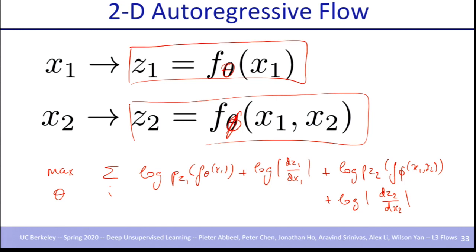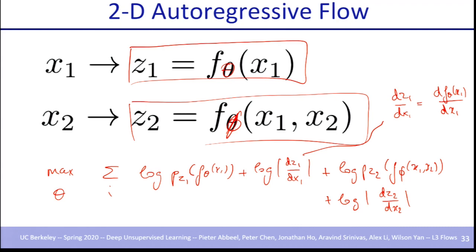And of course, these things like dz1/dx1 is really df theta of x1 with respect to dx1. So it's very similar. Now for every variable we add, in this case we just added one variable, there'll be an additional term in the objective that looks just like what we had before. And so going from 1D, once we understand that, to 2D is essentially trivial in this setup.